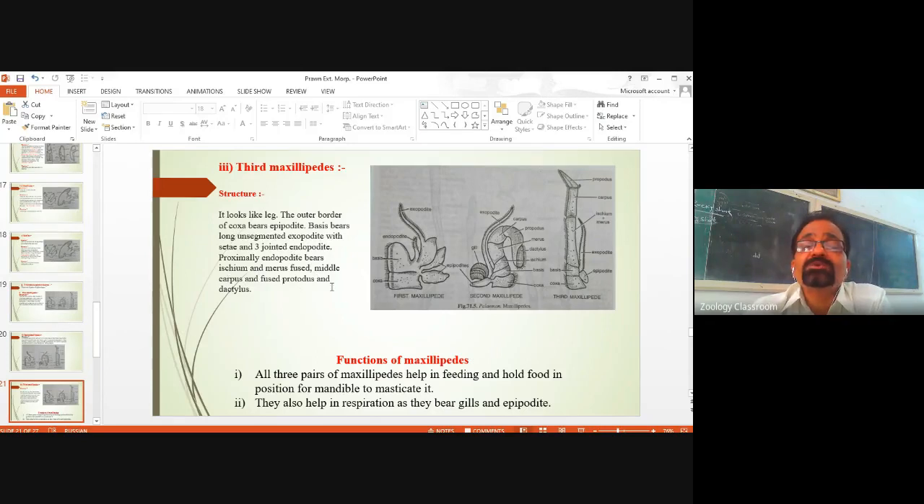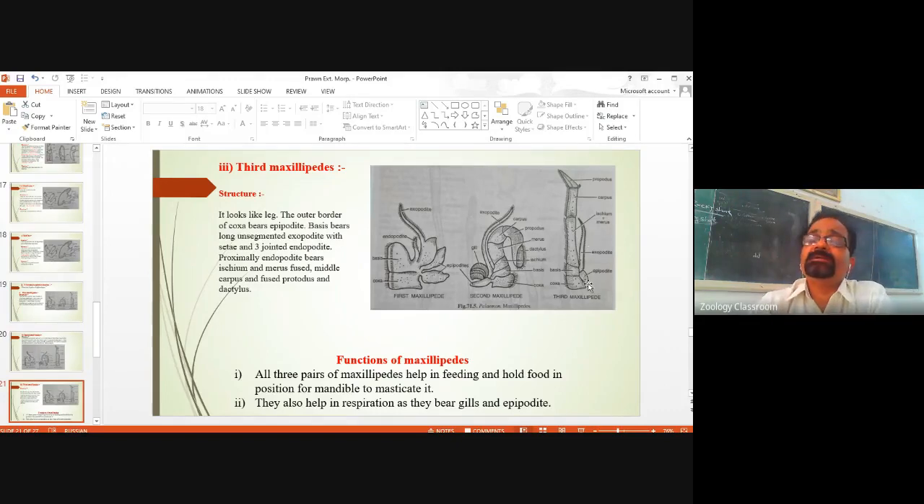The middle carpus and fused propodus. See, after that the proximal part has become one piece. Proximally endopodite bears ischium and merus, in the middle the carpus and CT, and fused propodus and dactylus distally. Here at the tip. But when seen, it looks like a leg. Also all these three maxillipeds, first, second, and third, the very common thing among these is their coxae are having epipodite. Very common thing in this, all of them are biramous, as they show the emergence of exopodite and endopodite from the basis.